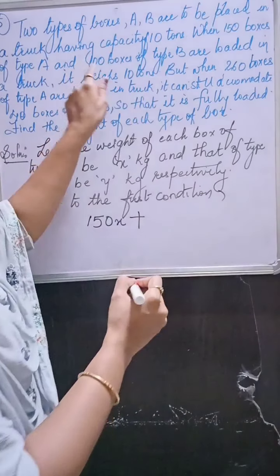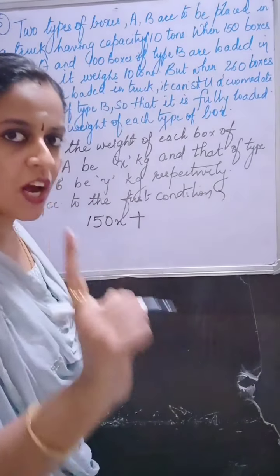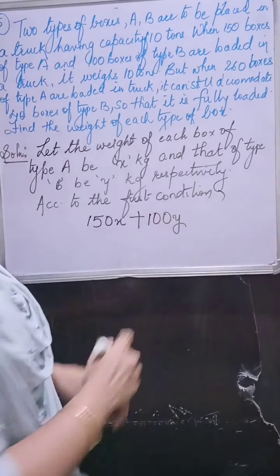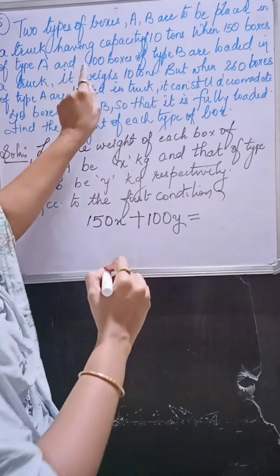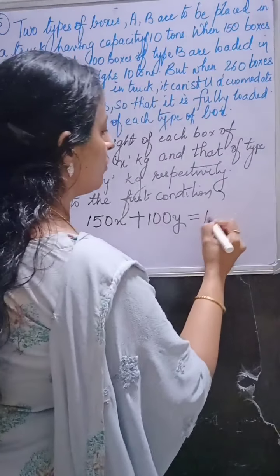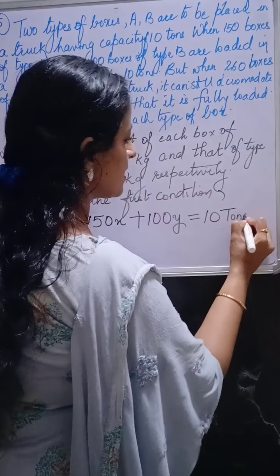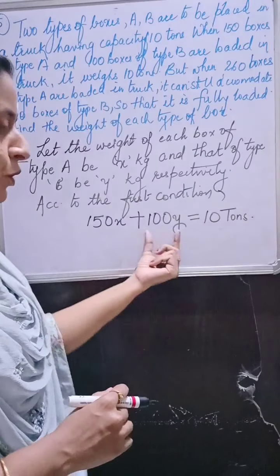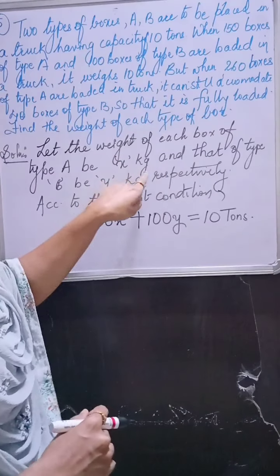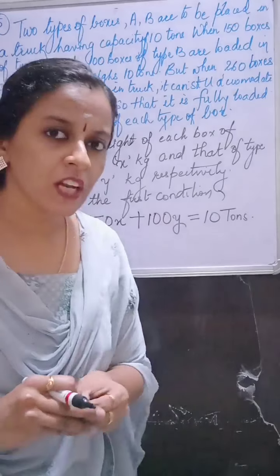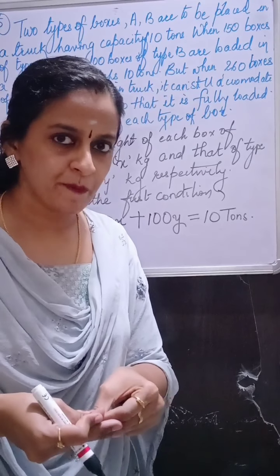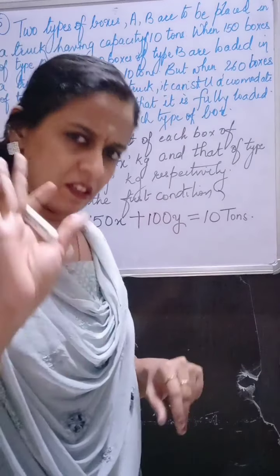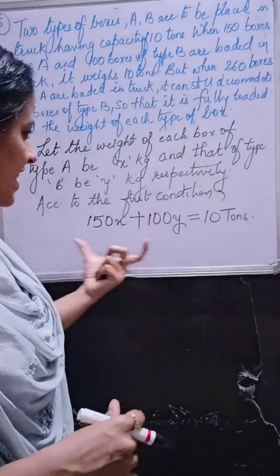Plus 100 boxes of type B. One box is y kilogram. So 100 boxes will be 100y. And the total is coming to be, it weighs 10 tons. So we will write 10 tons. Why have I specified tons here? Because all this is related to kilogram. We said x kilogram and y kilogram. Do you know the relation between kilogram and ton? 1 ton is equal to 1000 kilogram. This we will be dealing with later on. First let us get the condition.